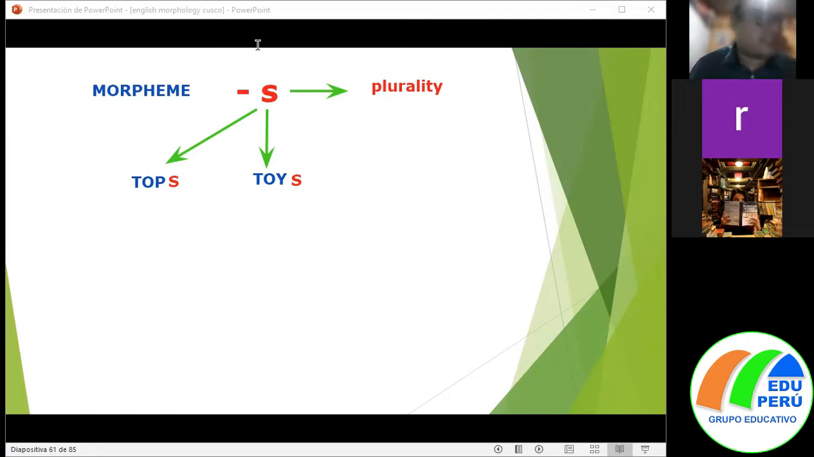There is another case of plurality. For example, when we have the word watch, not a verb, watch, the object that we use to look at the time, on your wrist. So here you have watch. I'm going to change the color. All right, watch. So what do we do?